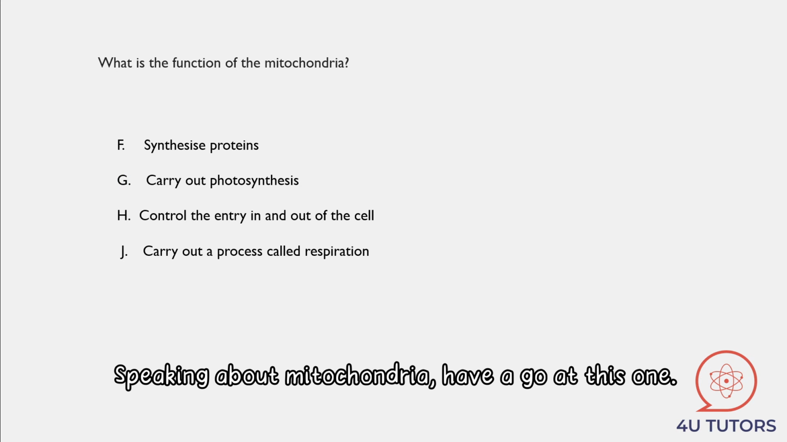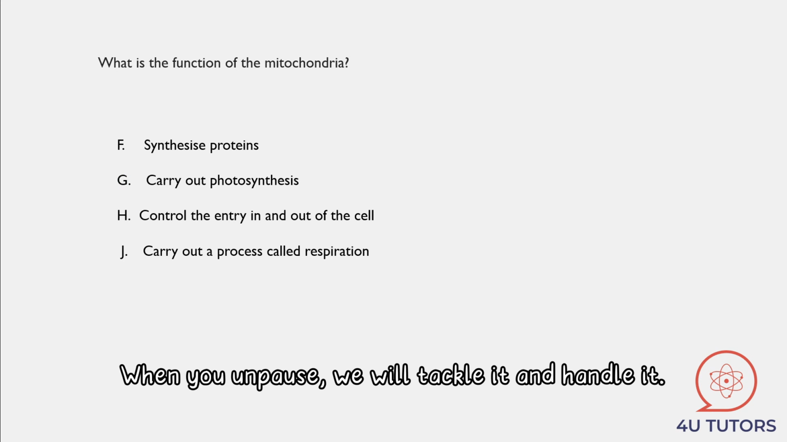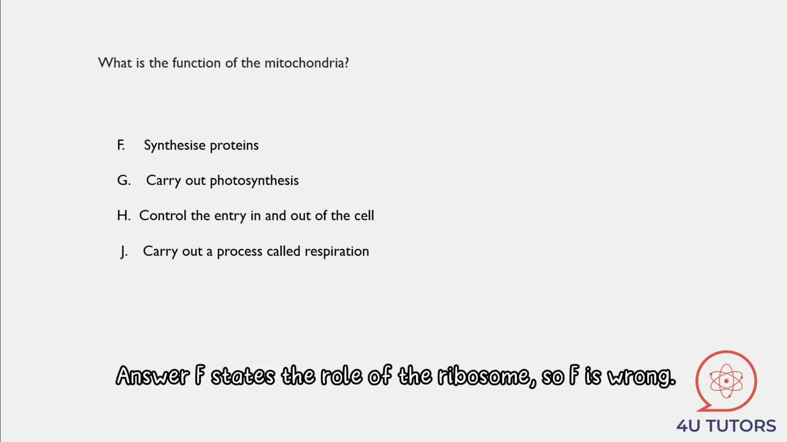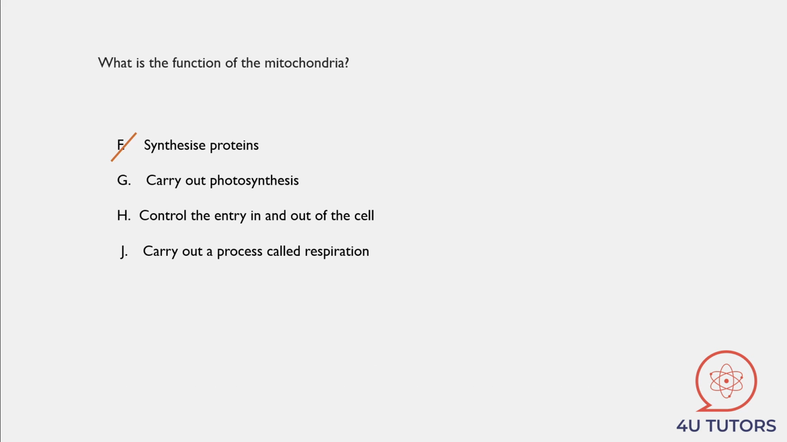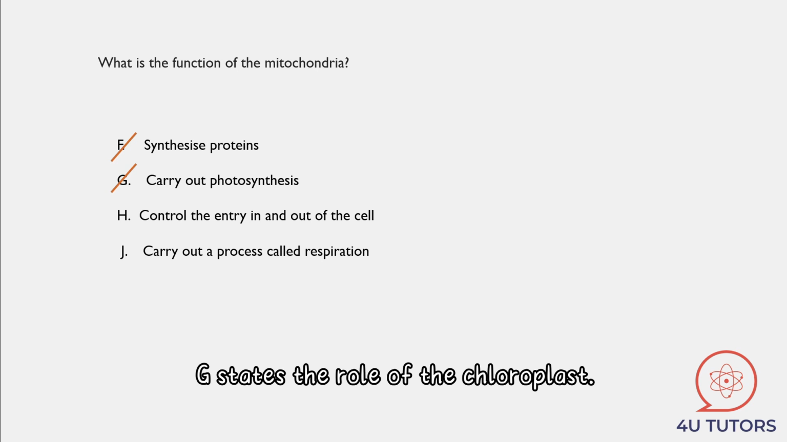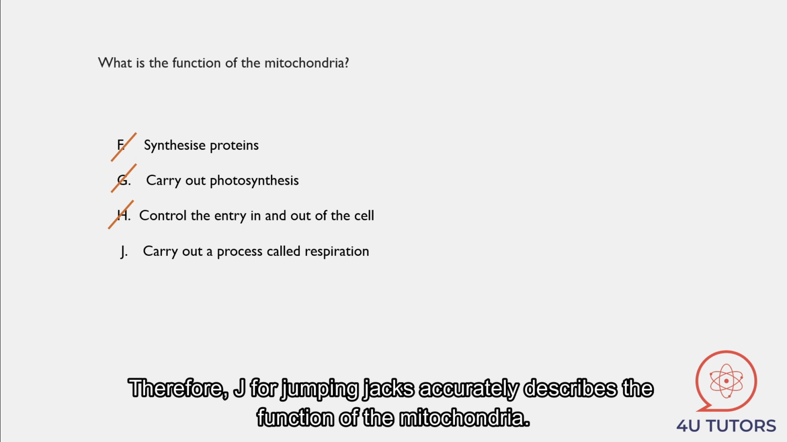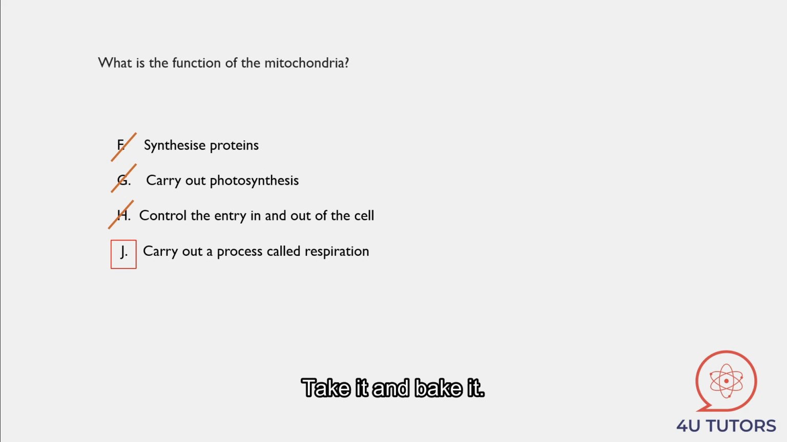Speaking about the mitochondria then, have a go at this one. When you're ready, unpause and we will tackle it and handle it. Answer choice F states the role of the ribosome, so F is wrong. G states the role of the chloroplast. H states the function of the cell membrane, which is the border control. Therefore, J for jumping jacks accurately describes the function of the mitochondria. Take it and bake it.